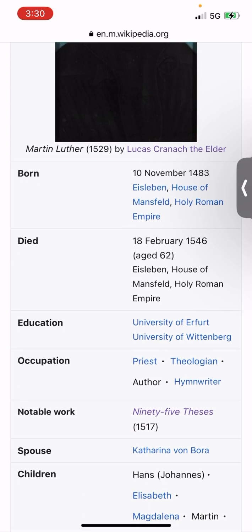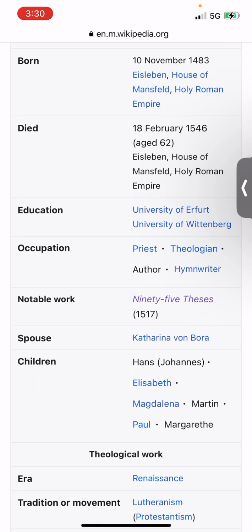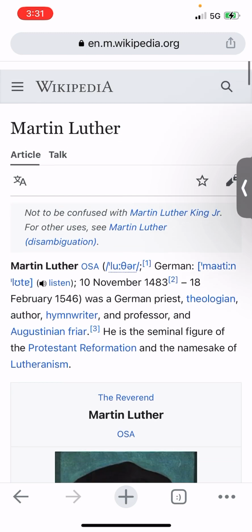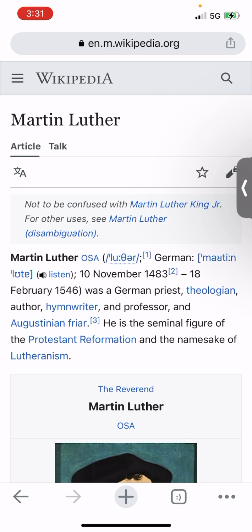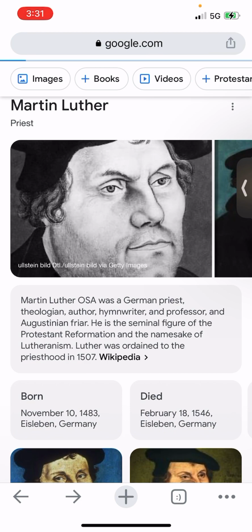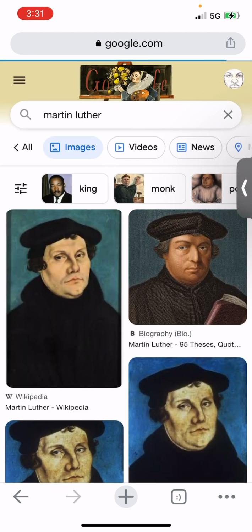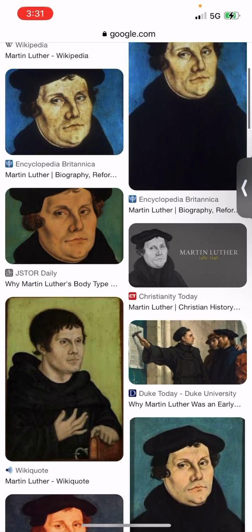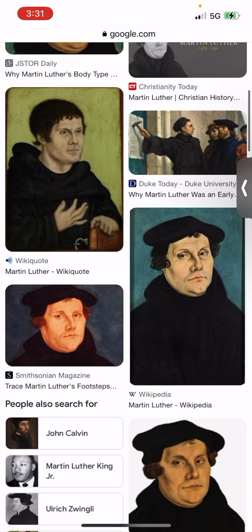His education, University of Erfurt, the University of Wittenberg. But his most notable work was the 95 Thesis. I was doing some study into the 95 Thesis, and I stumbled on some information that I wanted to share. So as you can see, this is Martin Luther, and if you want more images of Martin Luther, let's go to images. This is who he's depicted to be.